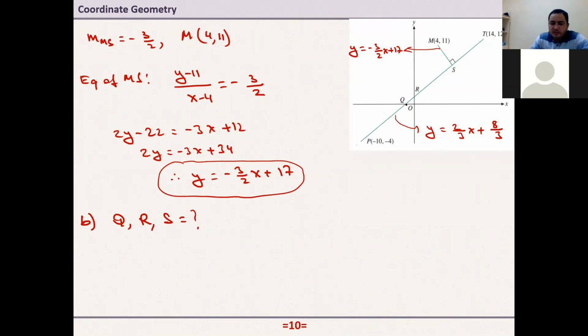So Q, since it is on the x-axis, its y coordinate is equal to 0. So if you just substitute into this equation, we will have 0 equals 2 over 3 x plus 8 over 3. So from here, what is x? x equals minus 4. So coordinates of Q are (-4, 0). Done.